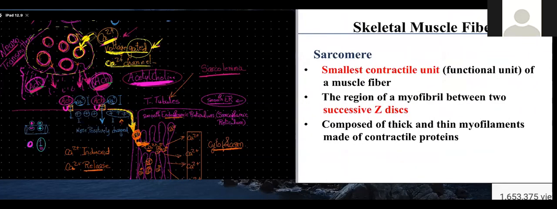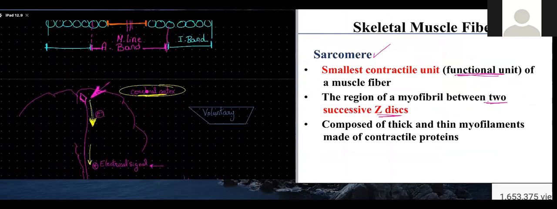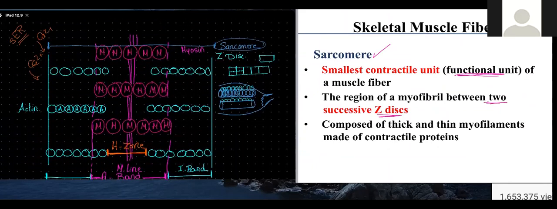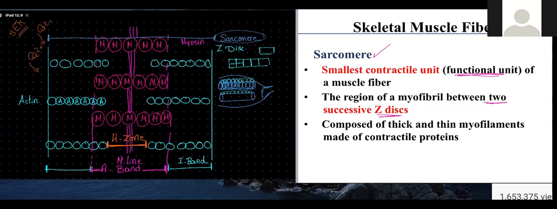What is the sarcomere? Sarcomere is the smallest contractile unit, the functional unit of a muscle fiber. It is the region of the myofibril between two successive Z discs. What again are the Z discs? Those are the attachments of the thin filaments to one another.